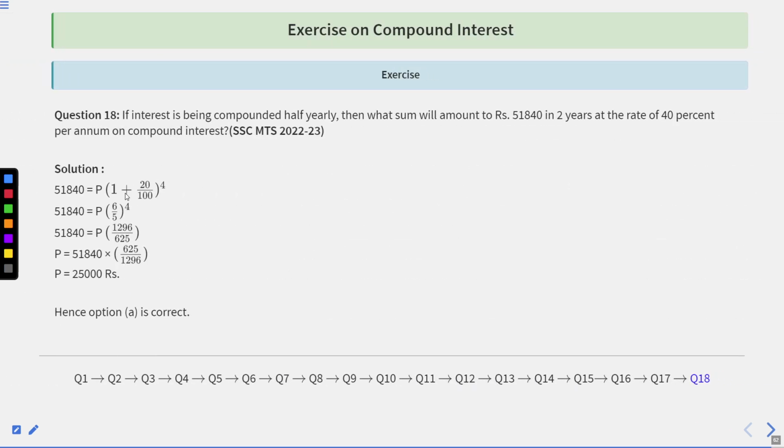So when you put the values, you will have 51,840 equal to principal times (1 plus 20 upon 100) to the power 4. So when you simplify this, you will have principal equal to 51,840 into 625 upon 1,296, that is 25,000 rupees. So the correct option here is option A.